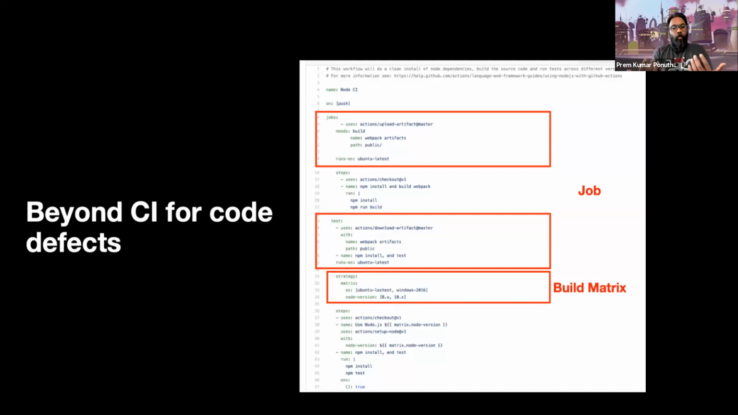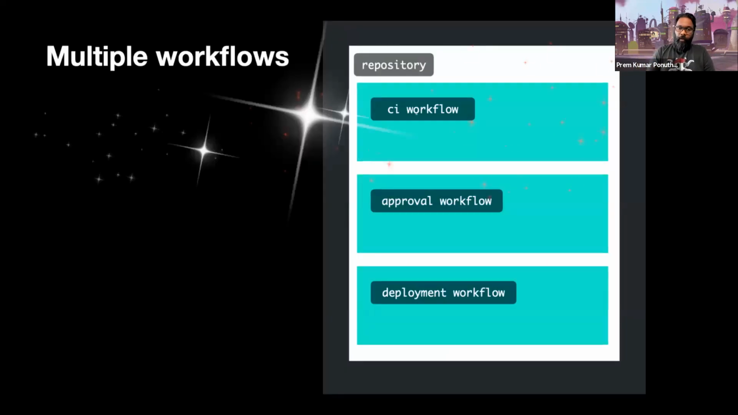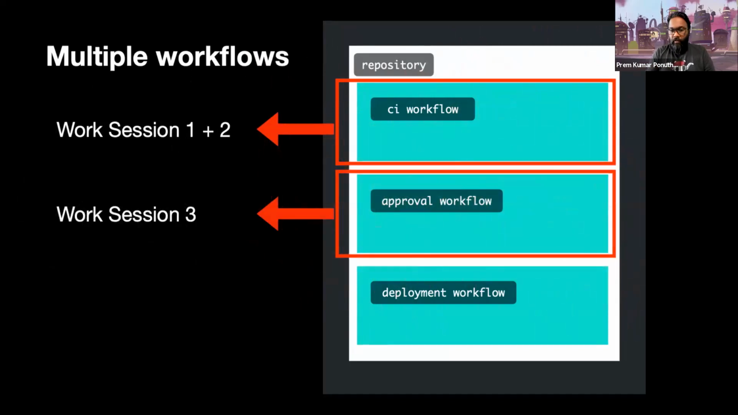So this is still one workflow file that is just doing some test strategies or test automation. In that particular workflow, we've got multiple different jobs, and also we've added a build matrix in there. So right up to this point, we have work session 1 and 2, which is focusing only on the CI workflow. And then in the next hands-on section, we will be adding an approval workflow.